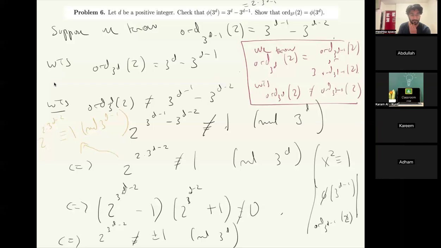I got lost again. There's a lot of numerics you can do, but at the end of the day, this whole thing boils down to showing that when you go from mod 3 to the d to mod 3 to the d plus 1, the order multiplies by 3. For 2, not in general, but for a equals 2. It's not true in general.